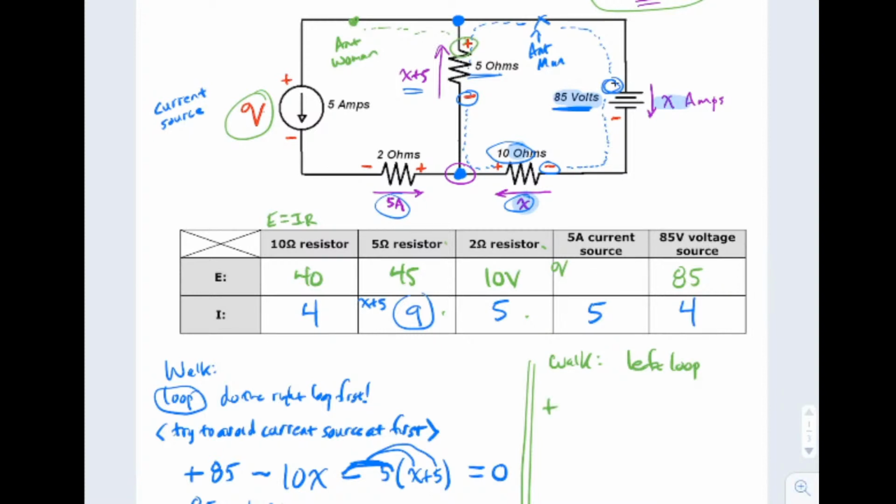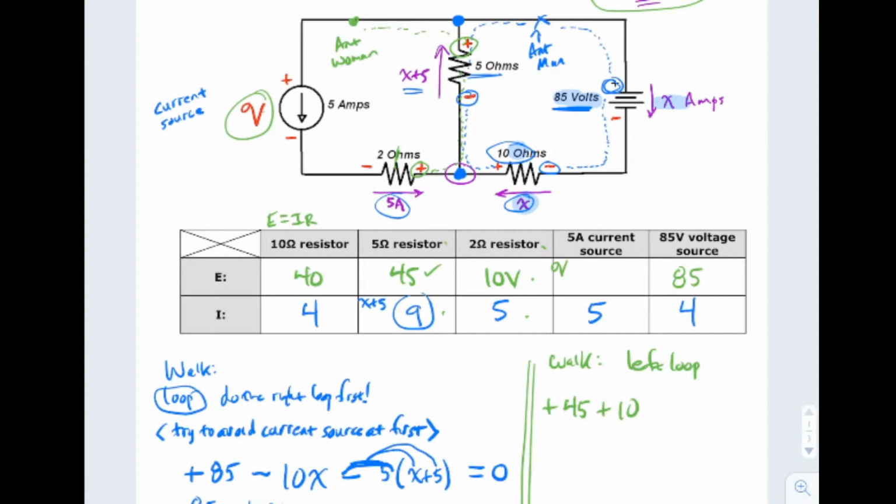And then I want my volts. Well, notice that for the 5 ohm resistor, I just solved for the volts. So I don't have to write 5 times x plus 5 because I already know it's 45 volts right there. Ant Woman comes out, takes a turn. She's coming over here. She sees a plus on the way in, and now she needs the voltage for the 2 ohm resistor. Well, the 2 ohm resistor has 10 volts. We already solved for that. Cool. So we got the 45 volts there too.